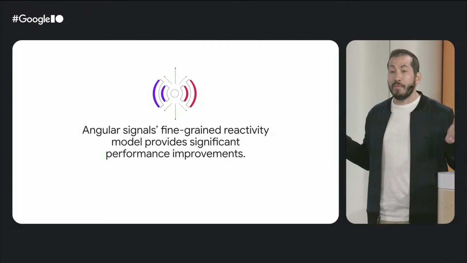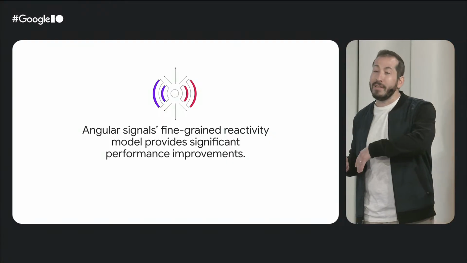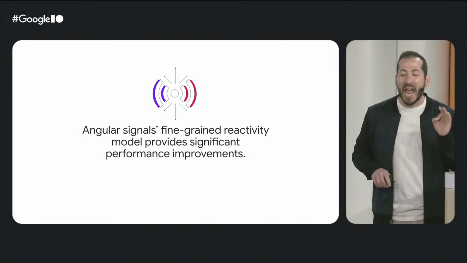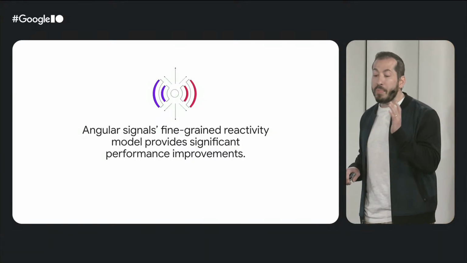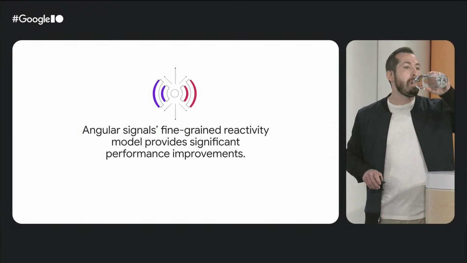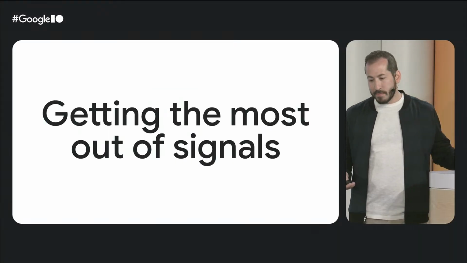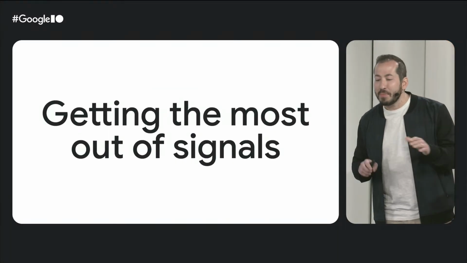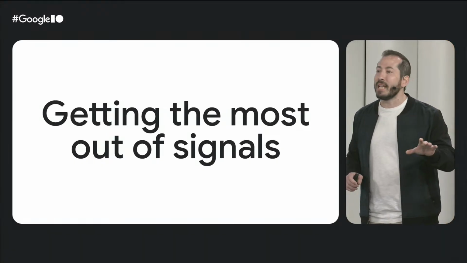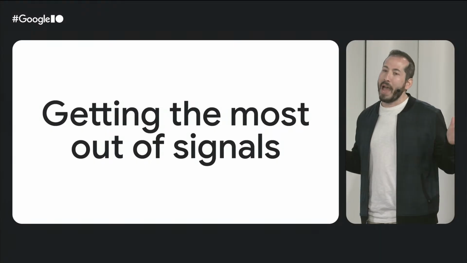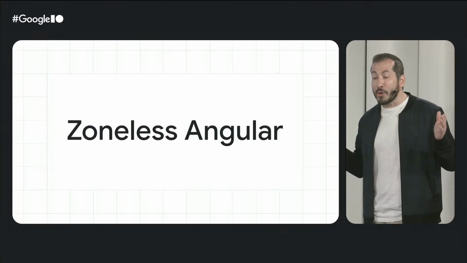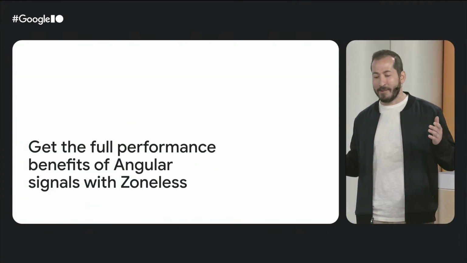With all of these improvements, developer experience is only part of the Signal story. Because Signal's fine-grained reactivity model can also provide significant performance benefits. For one, Signals provide an efficient mechanism for computing state, and this gets even more exciting when we factor in our next major update. Introducing zoneless Angular.